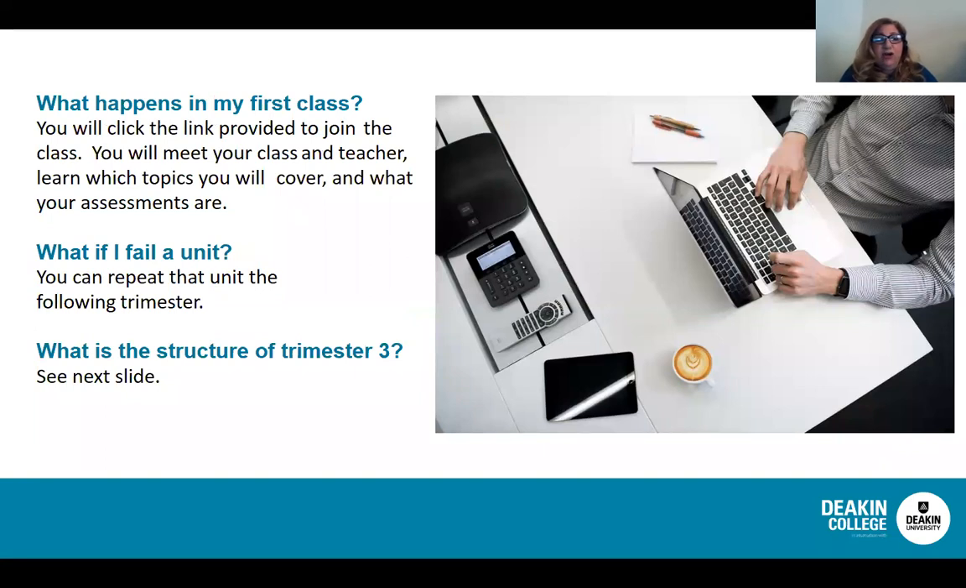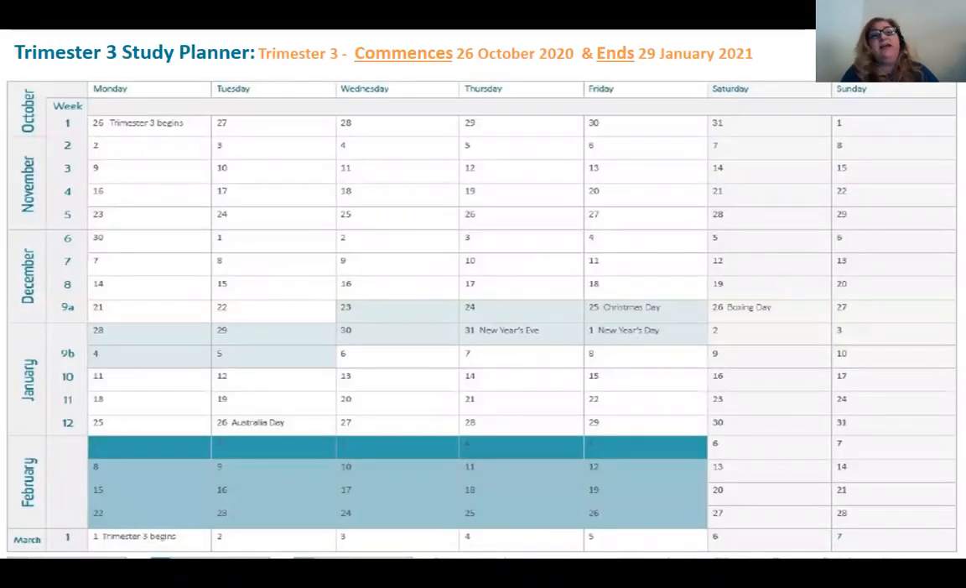What is the structure of trimester 3? What does it look like? So here is the planner for trimester 3. As you can see, trimester 3 commences on Monday, the 26th of October, and it ends on Friday, the 29th of January in 2021. Your exams, the darker shaded green, will run from the 1st of February for a week, until the 5th of February, 2021.